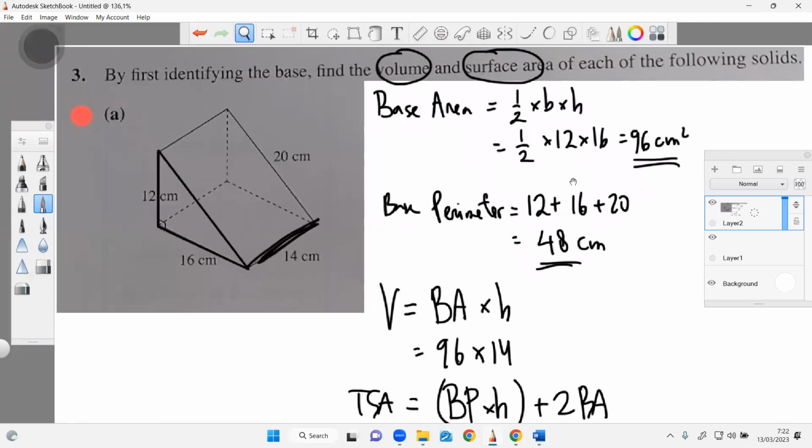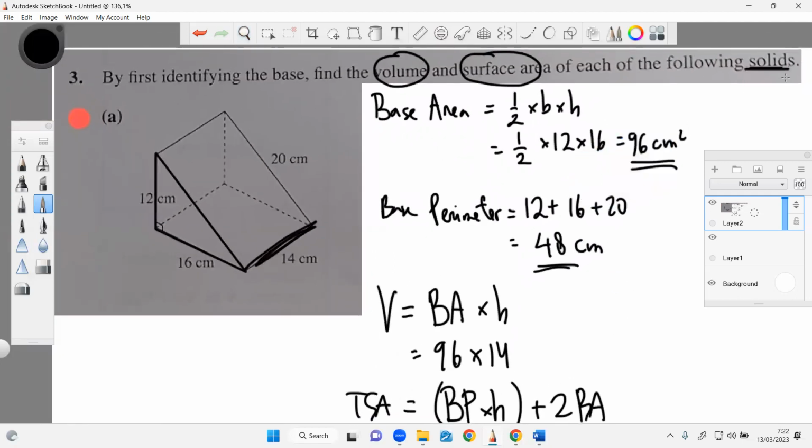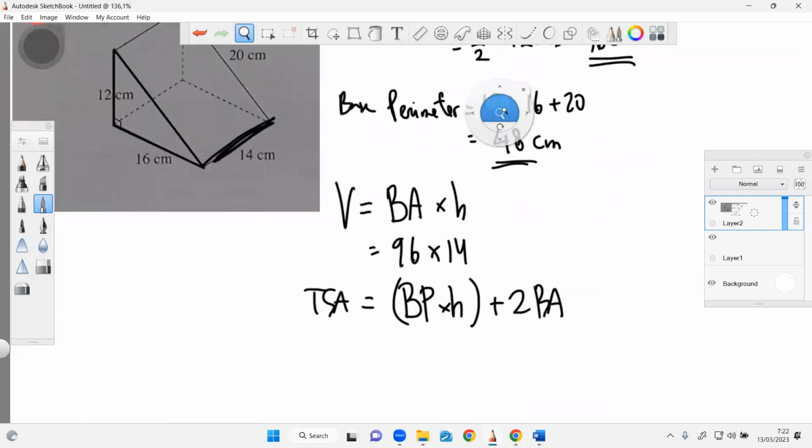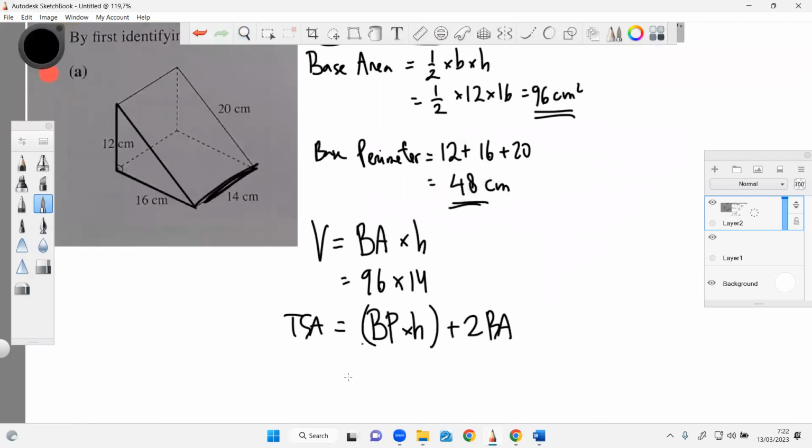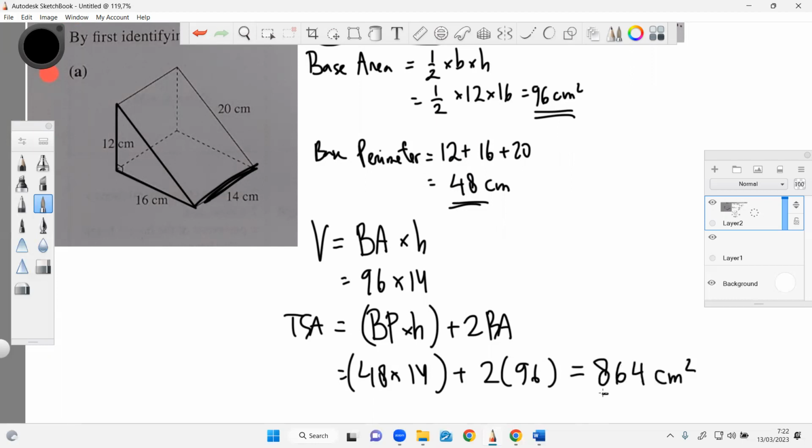Why? Because it's solid. Following solids, everything is enclosed. Closed. All the faces. So the BP will be 48 times 14. No more 12, right? The 12 is part of the base. Plus 2 times 96. Okay, what's the answer? 864. Unit centimeters square. How about the volume just now? I forget. 1344 centimeter cube.